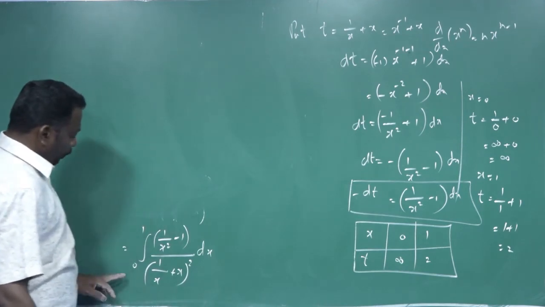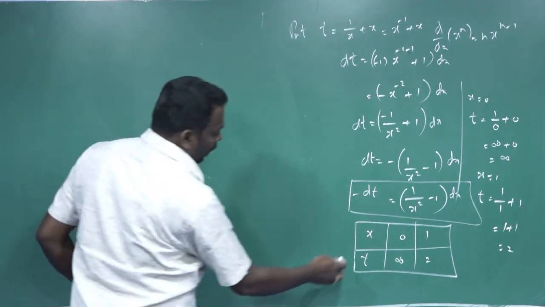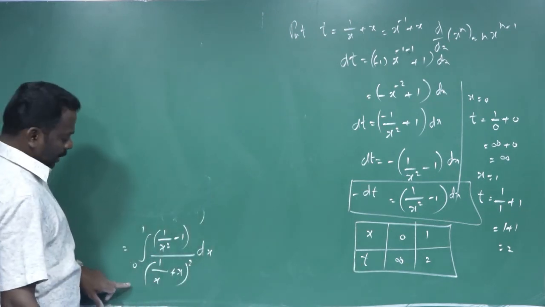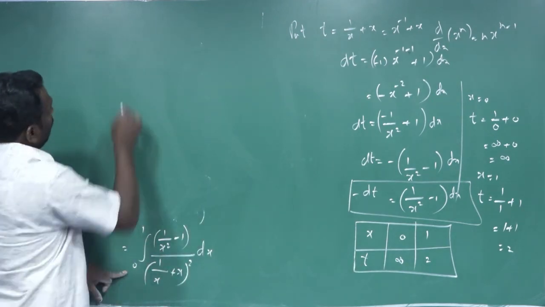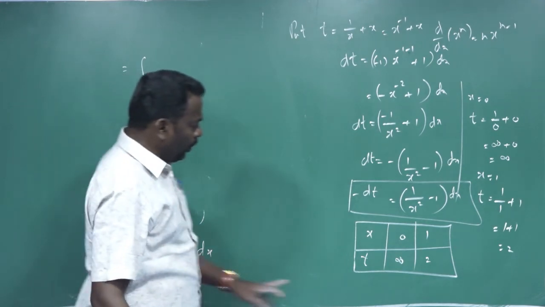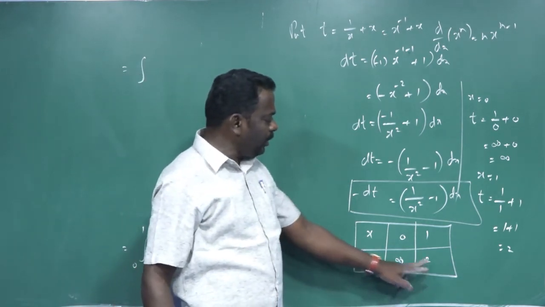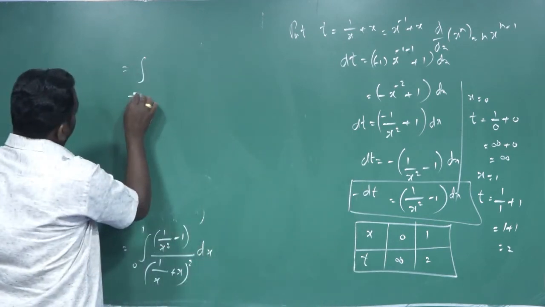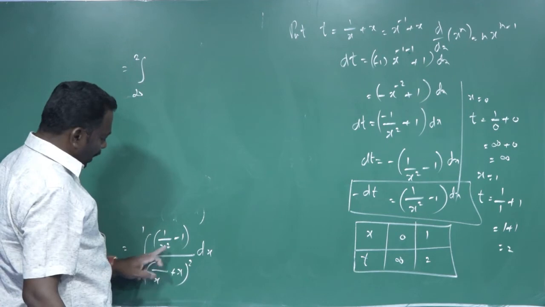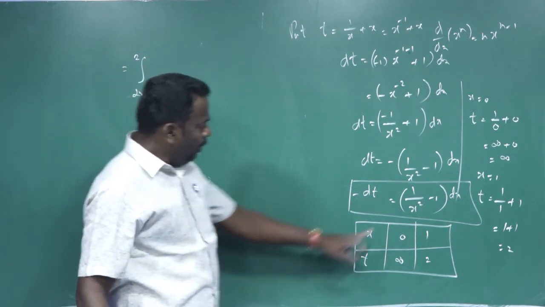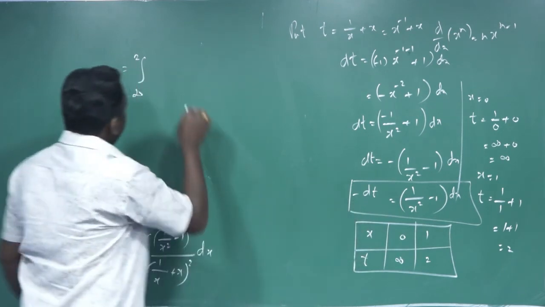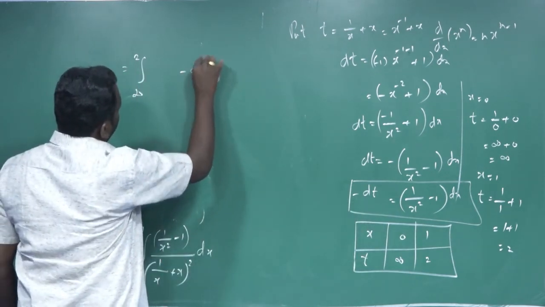Therefore, in the next line, we substitute to convert the x variable to the t variable. The final equation is this line. Therefore, it is equal to the integral; instead of 0 to 1, we write the t variable limits, infinity to 2. Then 1 by x square minus 1 into dx, we have to replace with minus dt.